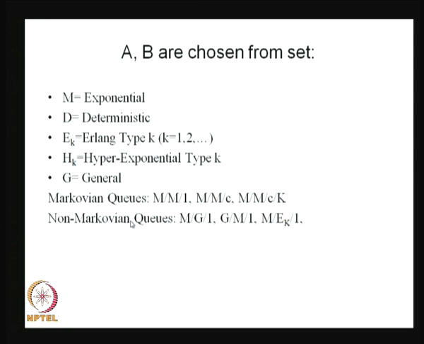Whereas non-Markovian queues, either service time or the inter-arrival time can be a non-exponential distribution. By default you can use the letter G for general distribution. So, whenever G comes in the first place or the second place, then we say it is a non-Markovian queue, and if the fourth letter is missing, that means it is an infinite capacity system.